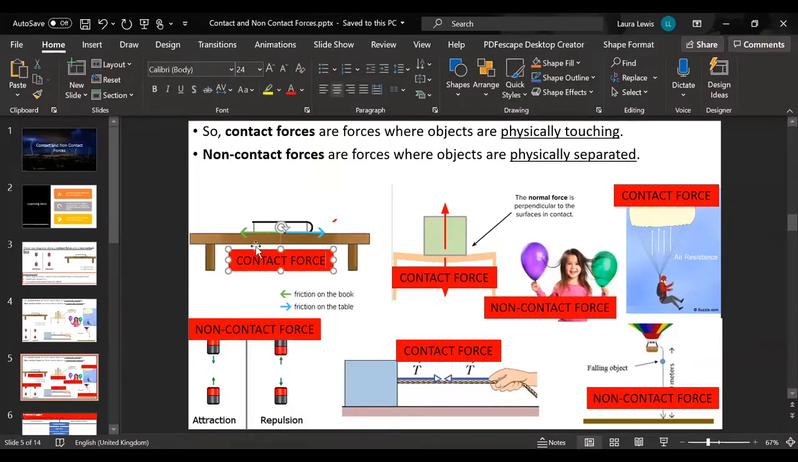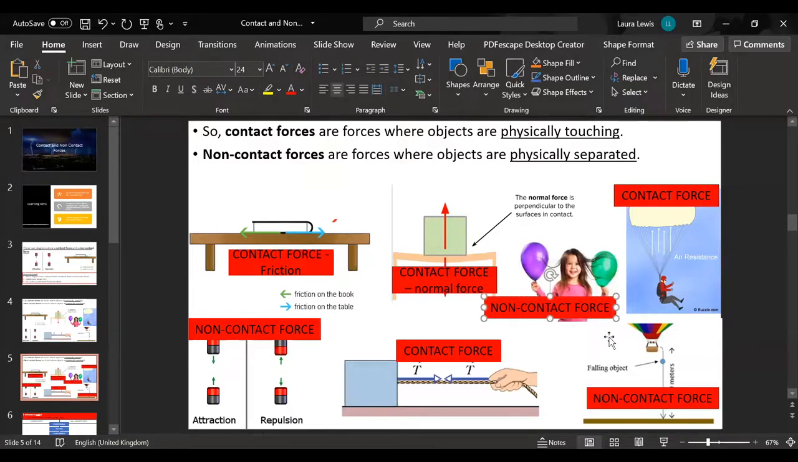Okay, so we've got contact force. We've got friction, but I'll write it again. Friction. So contact force, they are in contact. That's the normal force, or the normal contact force, as it's sometimes known.